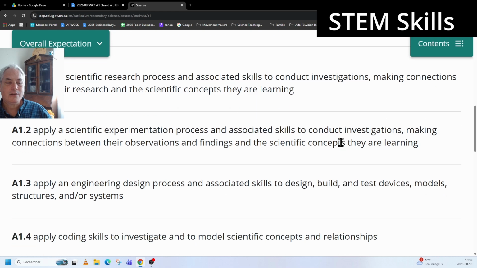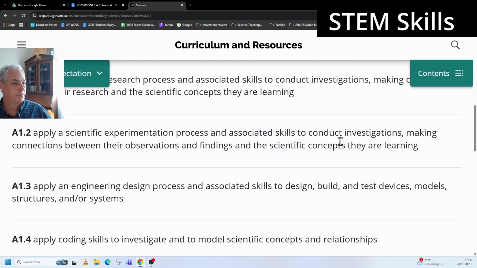The second part here is about applying a scientific experimentation process and associated skills to conduct investigations, making connections between the observations and findings and the scientific concepts they are learning. So for this one here, this is for me labs. So we're going to do several labs in chemistry. There's always one or a few in what we call electricity.